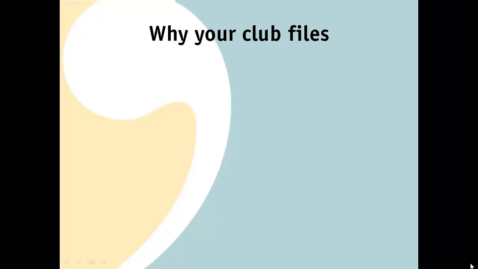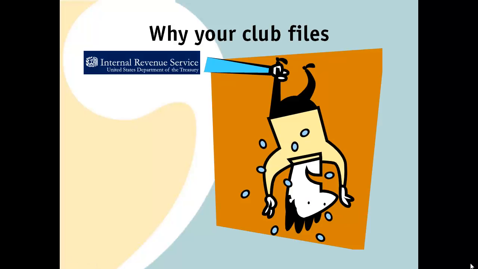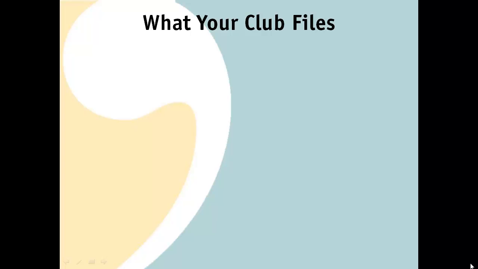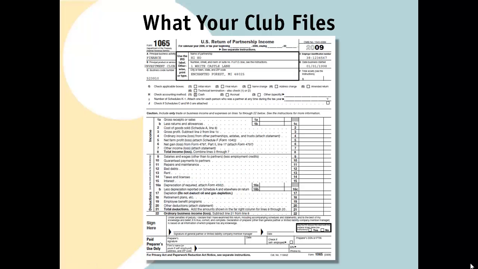If you have income, the IRS wants their share. We need to follow their rules on how to track and report it and pay taxes on it. Your investment club is a partnership, and the tax form you file is called a 1065 form. It is what is called an informational return. Your club does not have to pay taxes directly.